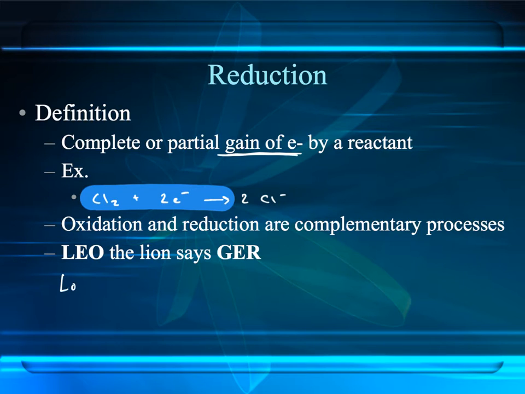That is, losing electrons is oxidation, LEO, and GER, gaining electrons, is reduction. So this is kind of a nice little way of remembering it. If you're not sure about which one's the oxidation or which one's the reduction reaction, you look at what's happening overall. Is something gaining electrons?